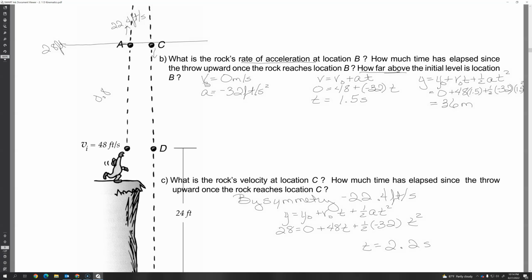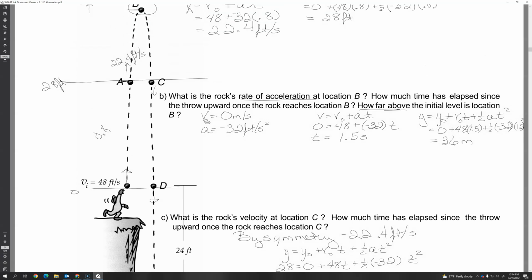Okay, well, what about at D? What do we know? Well, at D, we are back at that point that we are calling 0. And I know initially my velocity was going up at 48 feet per second. At D, by symmetry, my velocity is going to be going down at 48 feet per second. Now, another fun fact we should know, by symmetry, it took us 1.5 seconds to go from where we started all the way to the tippy top. It takes us 1.5 seconds to come back exactly to where we started.